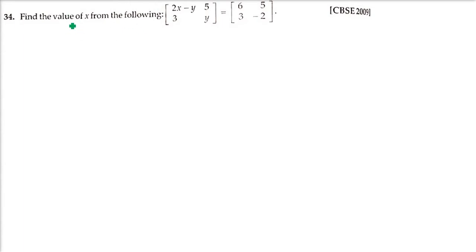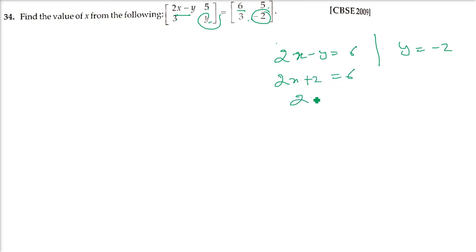Find the value of x for the following. 2x minus y equals 6, and y is already given as negative 2. Just put it in here, all the others, 3 is 3, 5 is 5. So y is minus 2, put in here, there is plus 2 equals 6. 2x will be 6 minus 2, that is going to be x equals 2. So y is negative 2, x is 2 here.